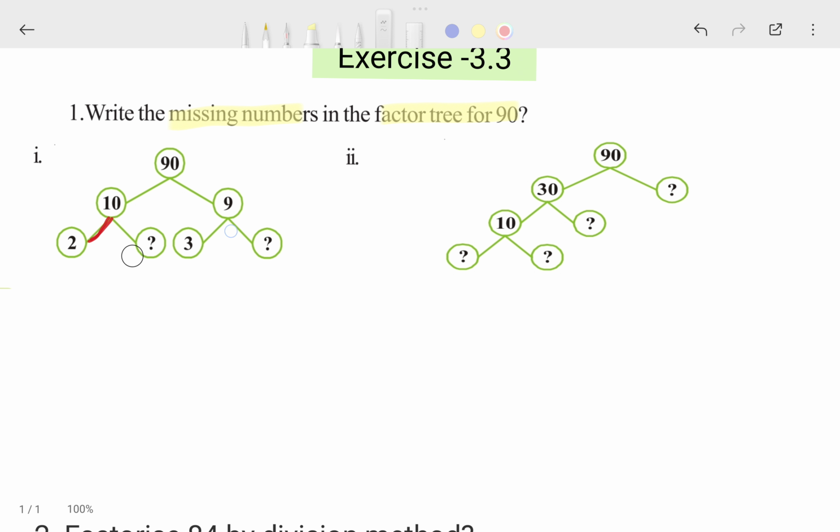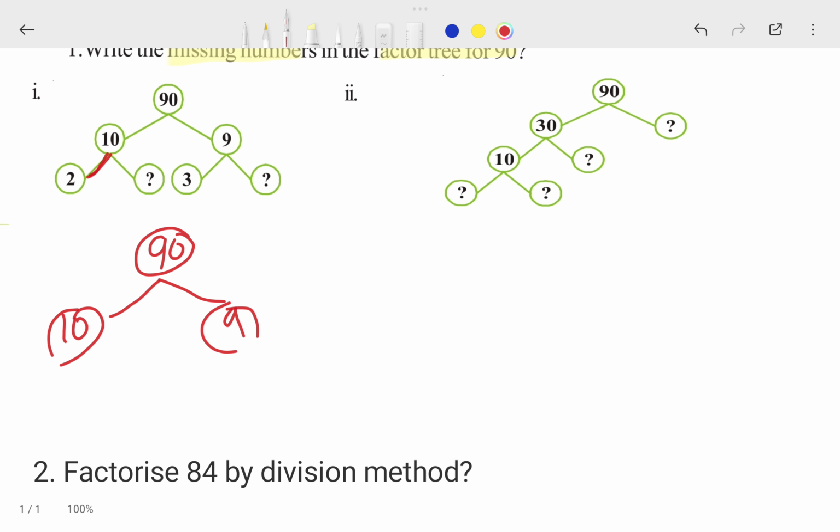So how can we find it? It is very easy, I'm telling you. This is 90, right? So how will 90 become? When you multiply 10 into 9, that's going to be 90, right? Now, how does it become 10? Let's suppose this is 2. What number do you have to multiply here? 5. When you multiply 2 into 5, that's going to be 10, right?